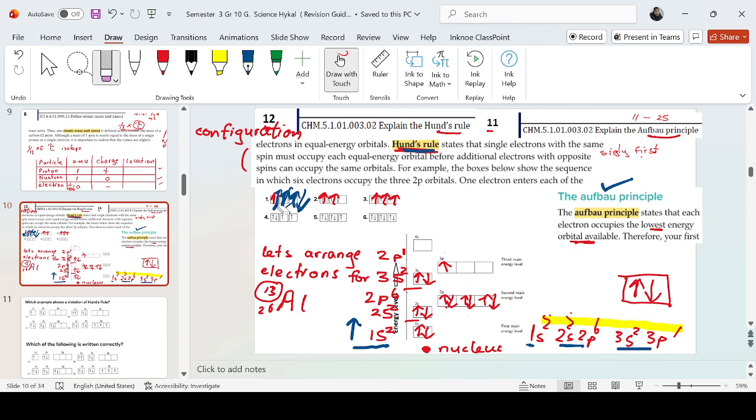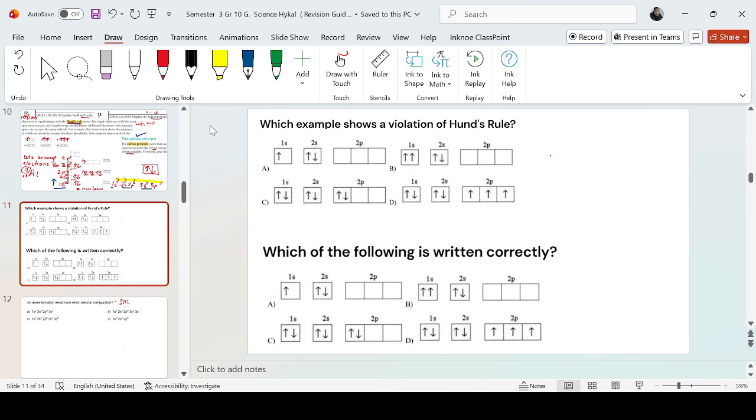Let's go to the next question. So we are now applying Hund's rule. I think this is how it will be asked. You'll be wondering, how do they ask these two rules? Which example shows violation? It means not correct. Violation means wrong. Violation, wrong according to Hund's rule. Hund's rule says electrons occupy orbitals singly first before pairing.